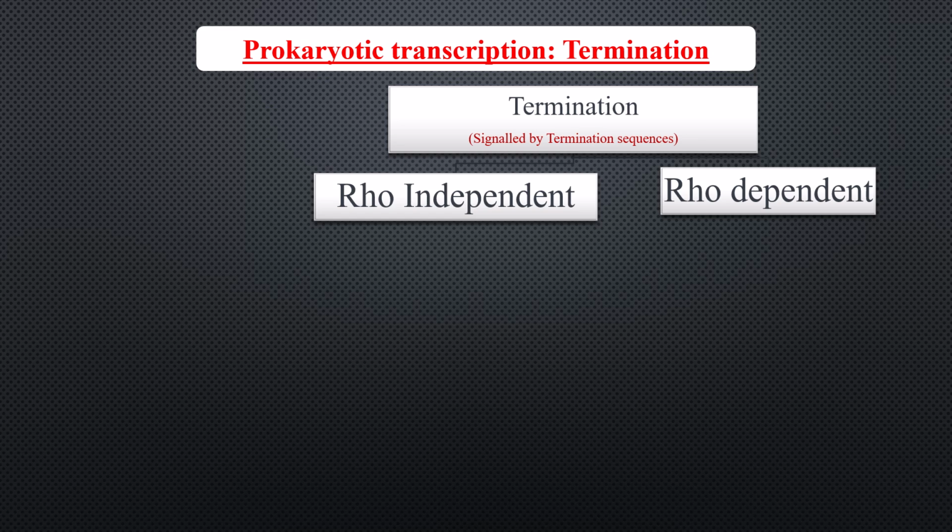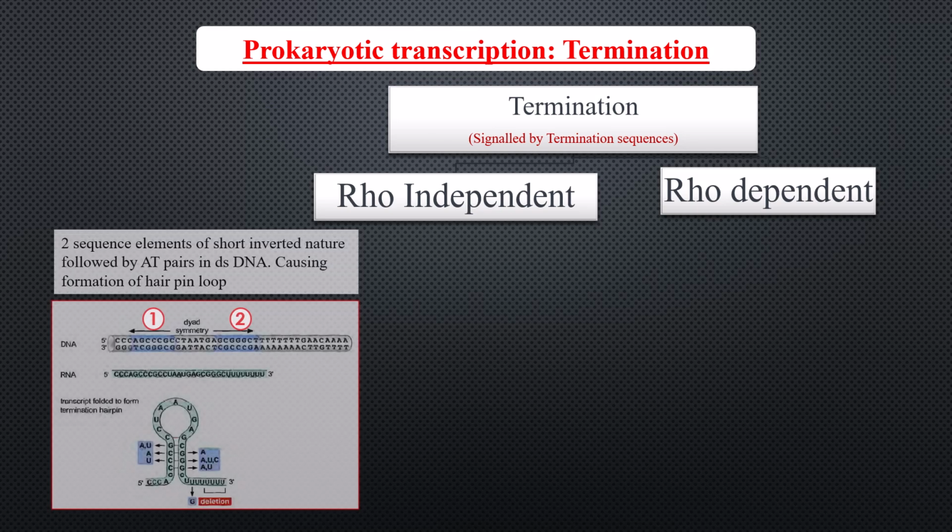Now, at the end of this, we have the termination. Termination is the final step in prokaryotic transcription, and it is marked by the presence of certain termination sequences. In prokaryotes, termination is of two types: one is rho dependent and the other is rho independent. Now, what is rho? Rho is a protein factor, which identifies a certain set of sequences and helps the RNA polymerase know that the process needs to be terminated. However, in the case of the rho independent mechanism, there are certain other factors which we are going to quickly see.